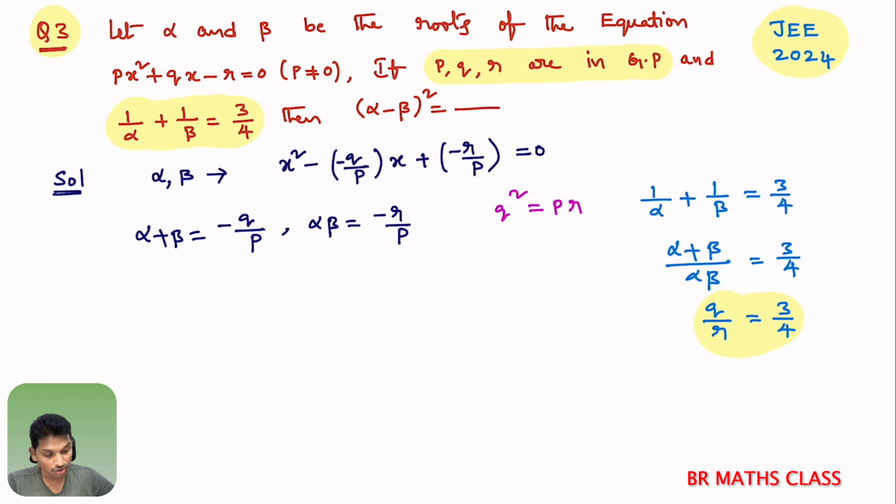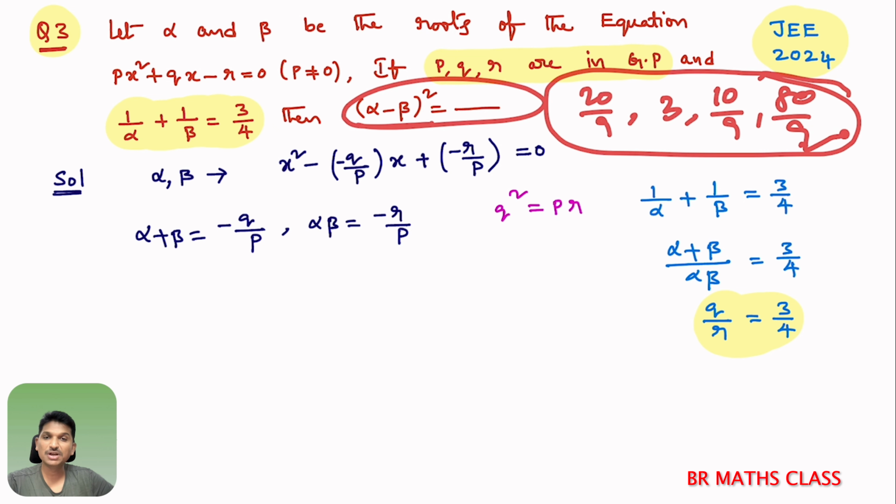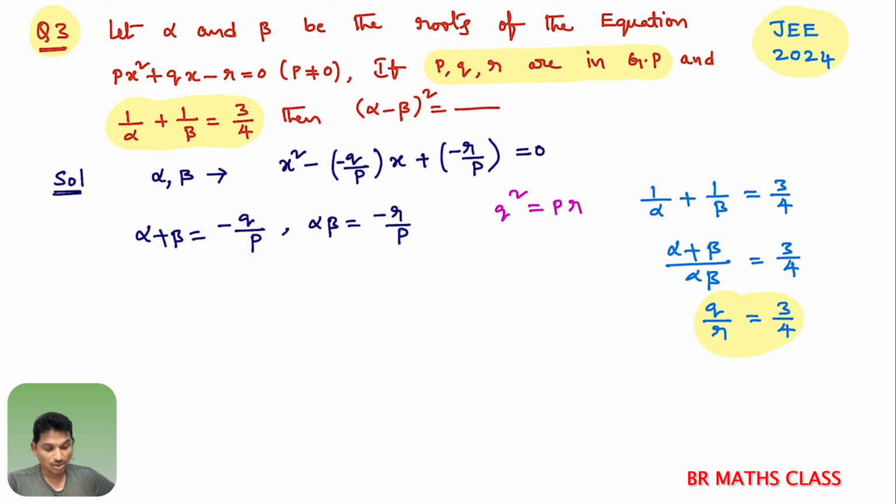Okay. And one more thing, in the question they are asking (alpha minus beta) whole square. Options are like this: 20 by 9, 3, 10 by 9, 80 by 9, something like that. Four options are given like this. The option is a number, it is not in terms of p, q, r, right? Okay. Now, actually what I need to calculate is (alpha minus beta) whole square.